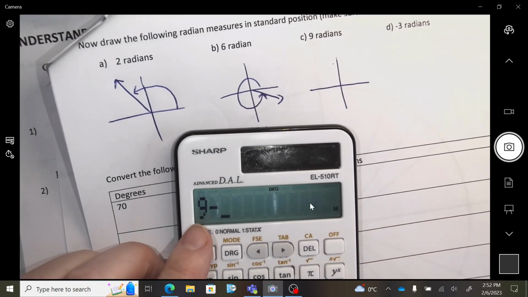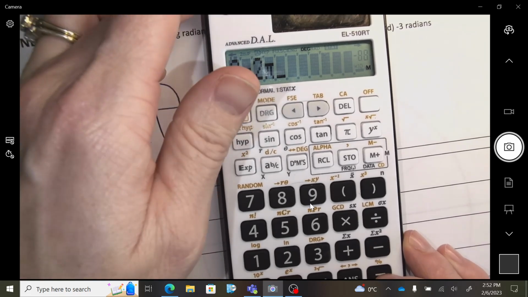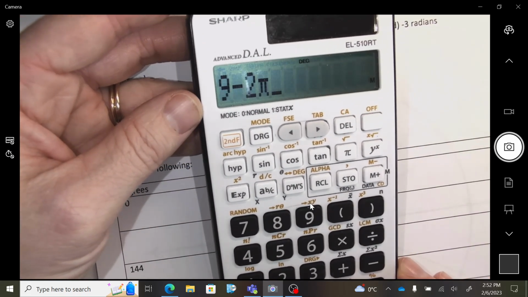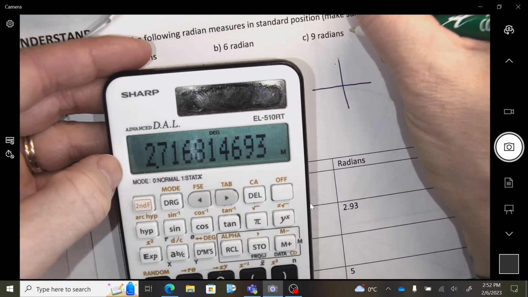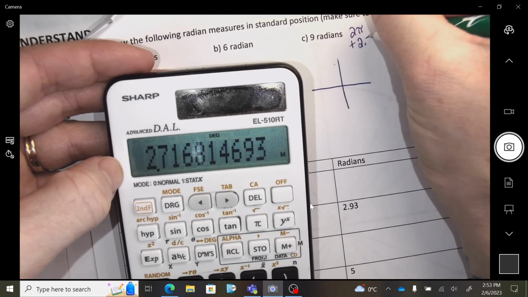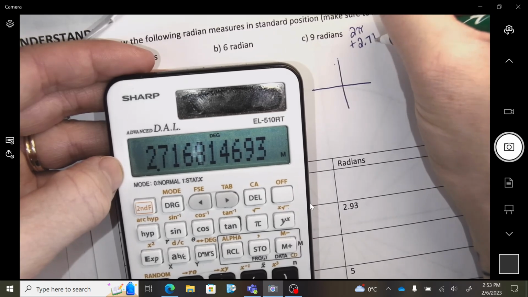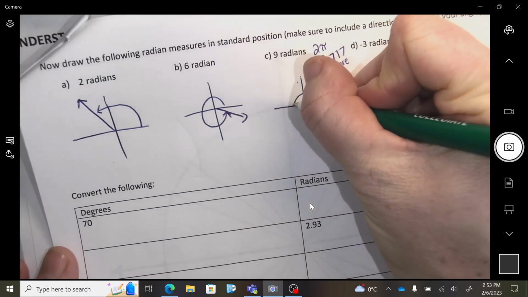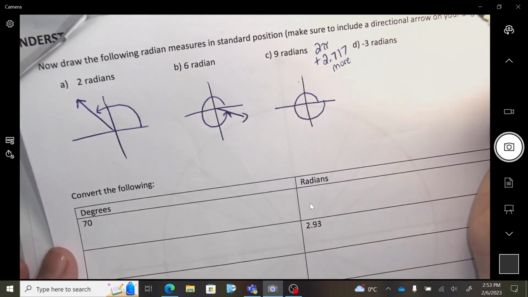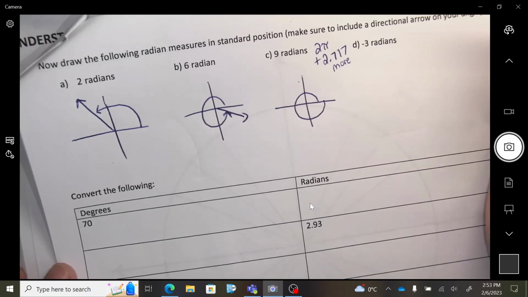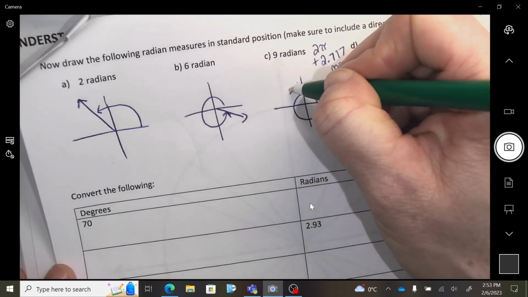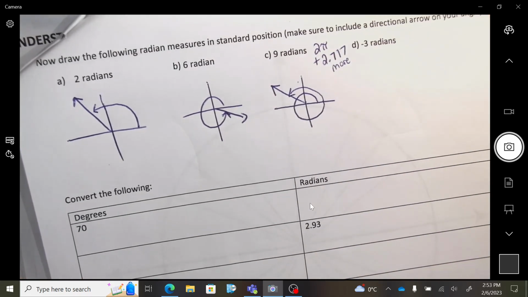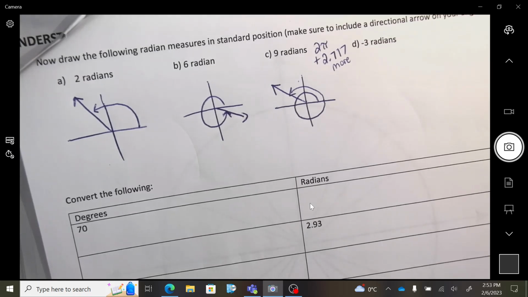So here's what I'm going to do: 9 minus 2 pi. Why? Because 2 pi is one rotation. So I'm going to go 2 pi and then I'm going to go 2.717 more. So a full circle and then 2.7-ish more. Where would it be? Are you in the right quadrant? Ish. That's good. I mean, is it obviously closer to the 90 spot or the 180 spot?